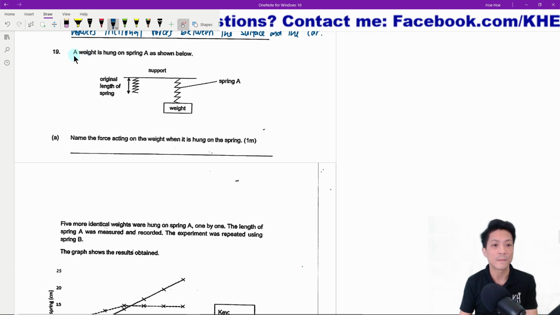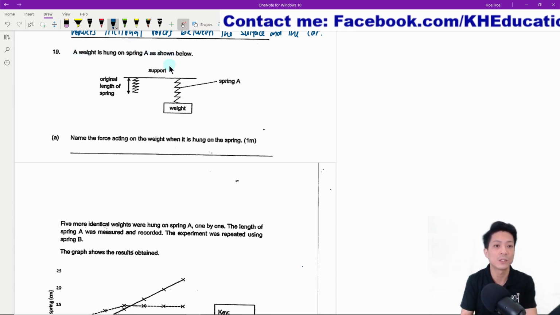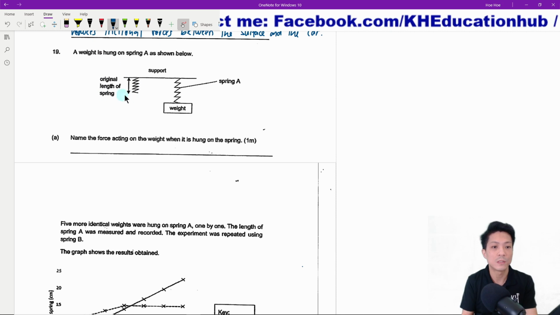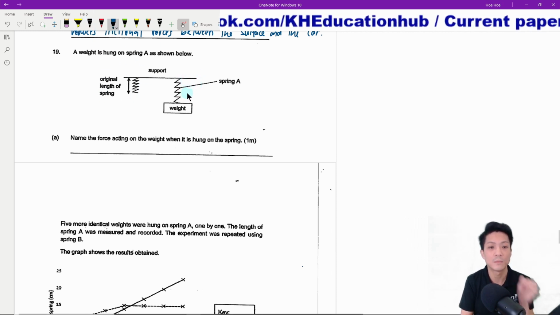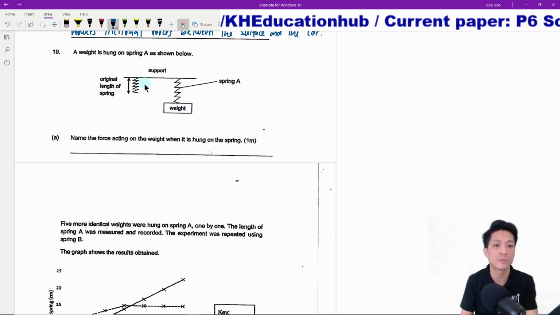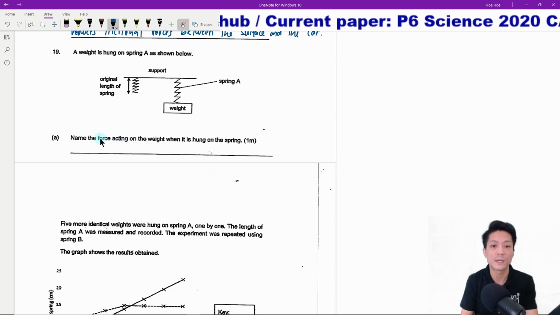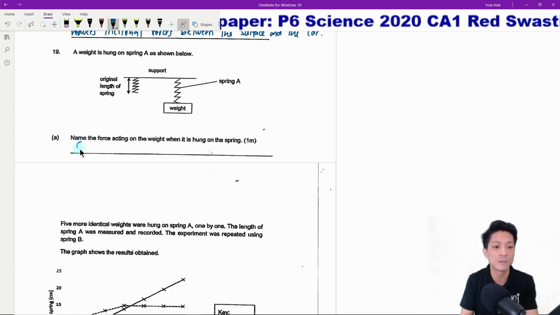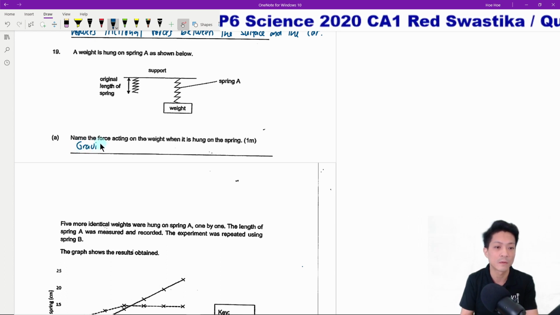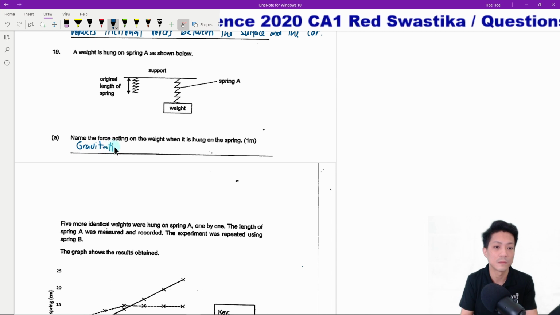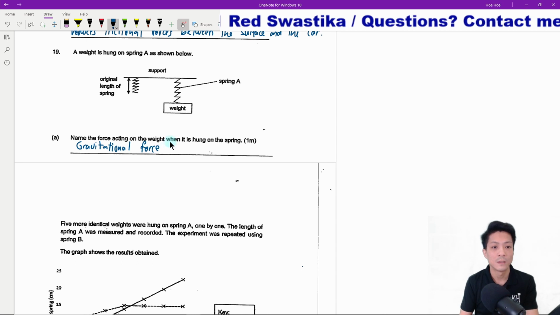Okay, question 19. A weight is hung on spring A as shown below. So this is the original length of the spring, and when the weight is hung on spring A, it will extend. Name the force acting on the weight as it is hung on the spring. Okay, so there will always be gravitational force acting on the weight.